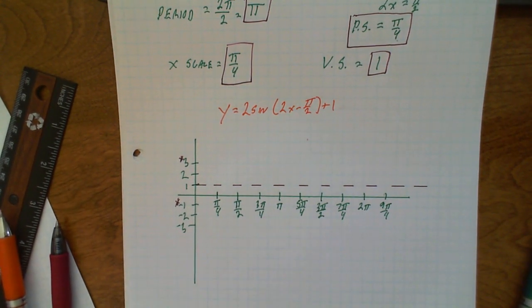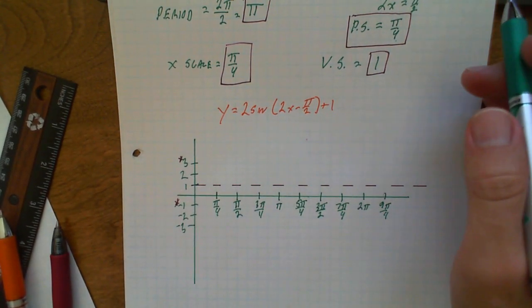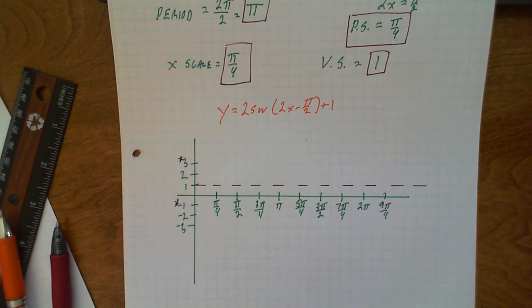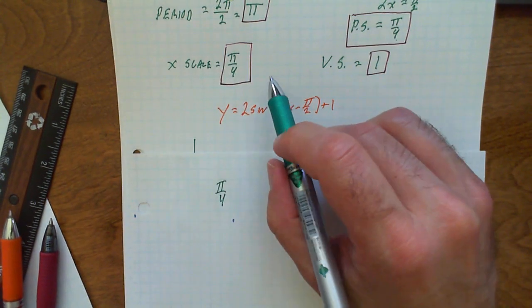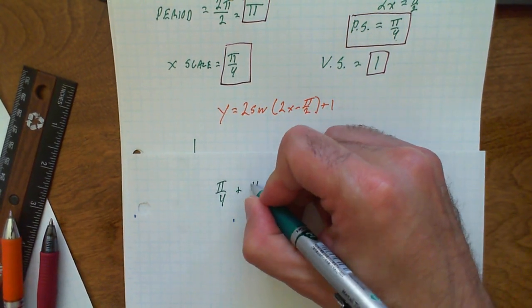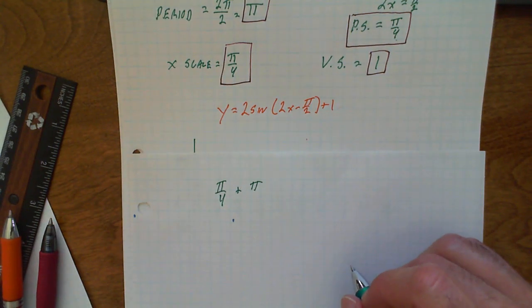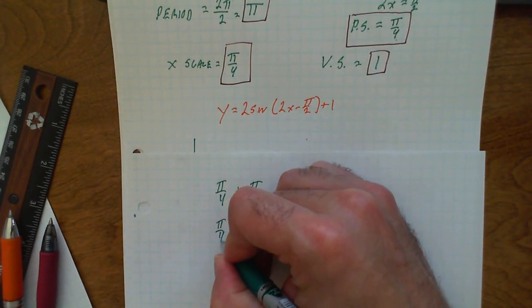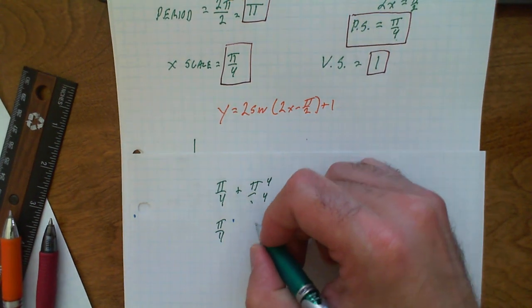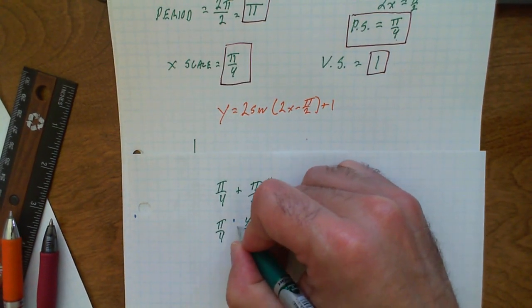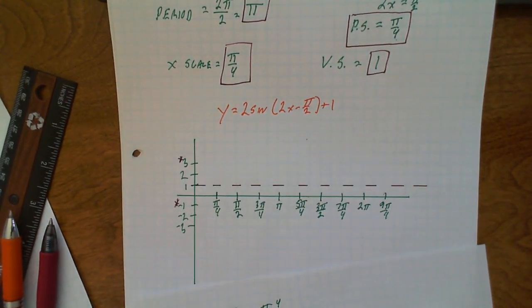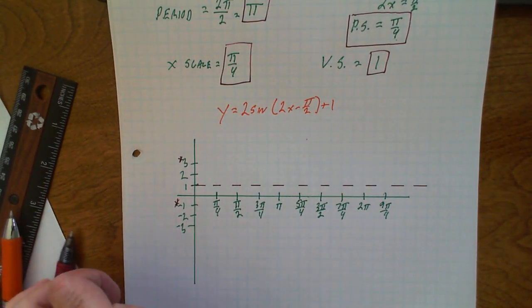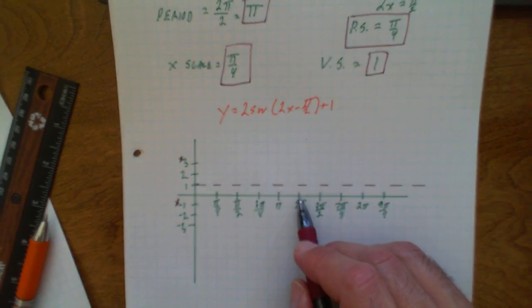Okay, so now, where is this going to end? We know it's going to start at pi over 4. Where is it going to end? Well, the way we calculate that is we say, okay, we're starting at pi over 4. The period is pi, so we go pi radians later. That's where it's going to end. So pi over 4 plus 4 pi over 4, we add them, it's going to end at 5 pi over 4. That's where it's going to end, which is right here. It's going to end at 5 pi over 4.